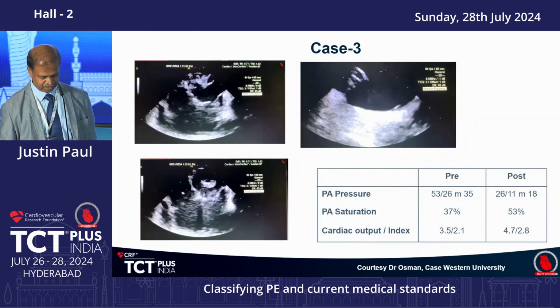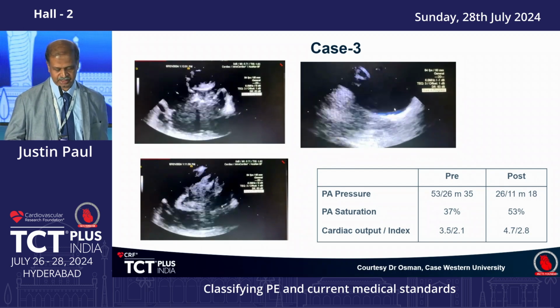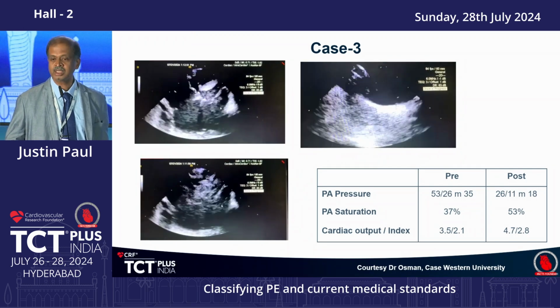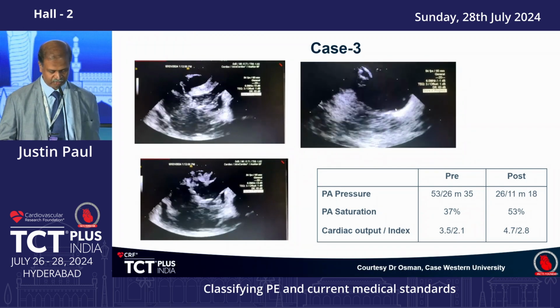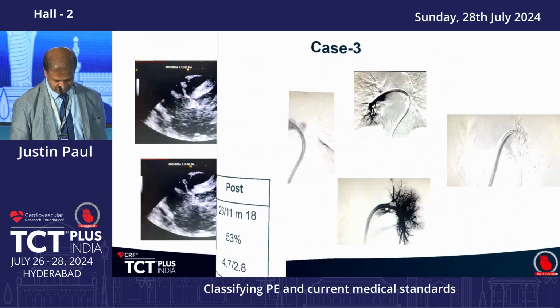And these are the PA pressures at the start and at the end. Mean 35 came down to mean 18, the PA saturation improved from 37 to 53, and the cardiac index improved from 2.1 to 2.8. And this patient was saved subsequently.